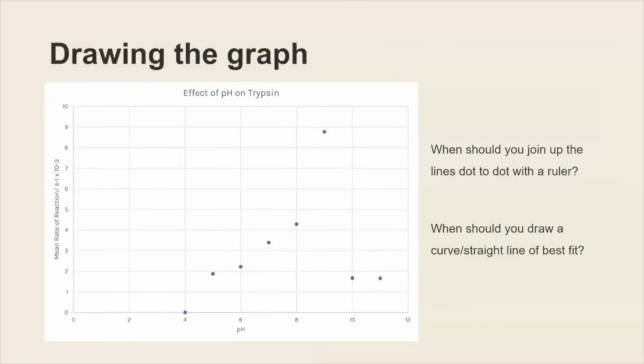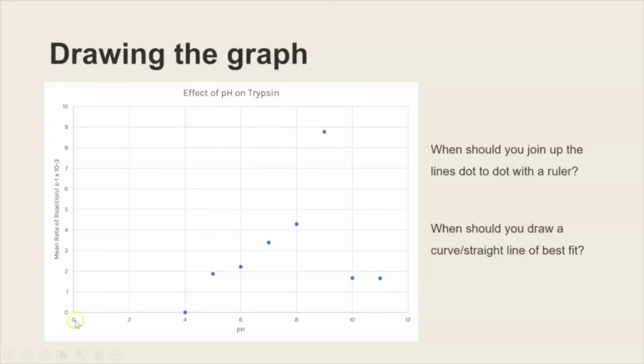And this comes to one of the skills that could be assessed in the exam, and it will be considered if you are being assessed on drawing your graphs in the write-up. Now you'll probably do this by hand, but I've done it on a computer here just to demonstrate the point. So I've got my mean rate of reaction with the units, I've got the pH on the x-axis, and the independent variable, so that is what you deliberately change, always goes on the x-axis. What you are measuring, which is the dependent variable, always goes on the y-axis.